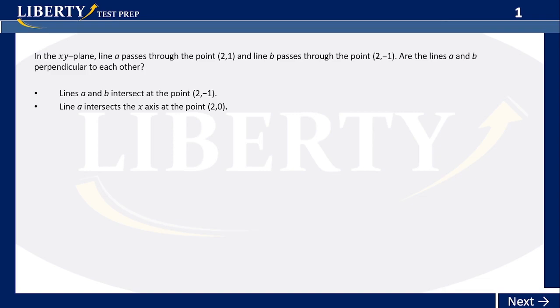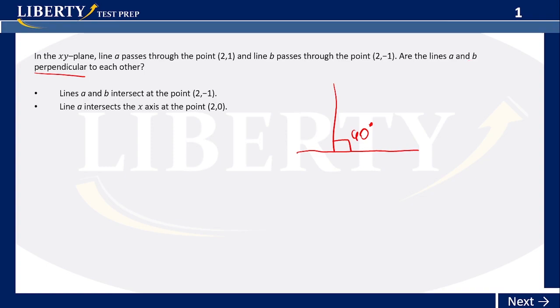Okay, so let's read this. In the xy plane, line A passes through the point (2, 1), and line B passes through the point (2, -1). Are the lines A and B perpendicular to each other? So perpendicular means that those lines form a 90-degree angle, right?